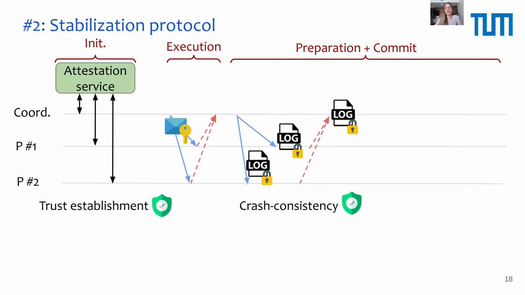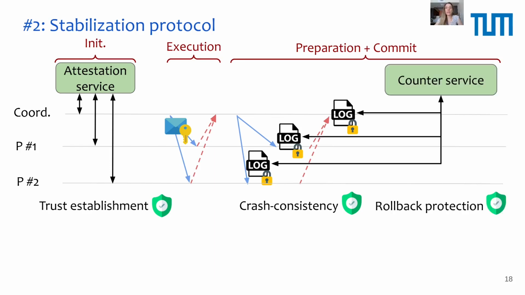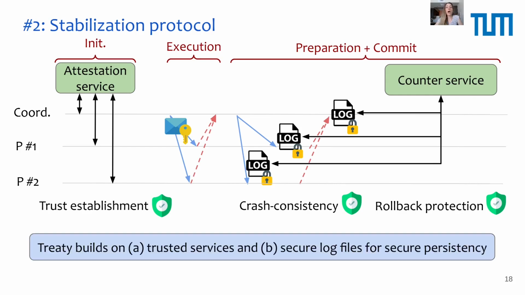Now that the transaction is made crash-consistent, Treaty needs to ensure that it is distributed rollback protected, namely that all parts of it are rollback protected in all involved nodes. To achieve that, we build on a trusted counter service. Our trusted counter service grants trusted and monotonically increased IDs to both coordinators and participants for their log entries. To sum up, our stabilization protocol guarantees secure persistency by relying on two trusted services and a secure log file format.